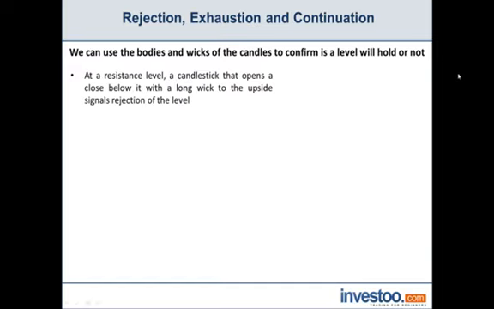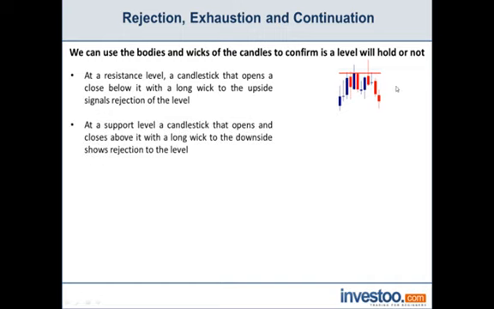Let's go and have a look at what a rejection candle, exhaustion candle, and continuation candle look like. For example, at a resistance level, a candlestick that opens and closes below the level, with a long wick to the upside, signals rejection of the level. Now here's an example. You can see that we are in an uptrend and we have achieved a resistance level here. When we retrace back and test it again, you can see that we have a long wick candle. This signals rejection of the level, and we can short this level right here.